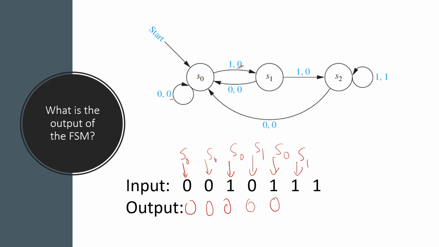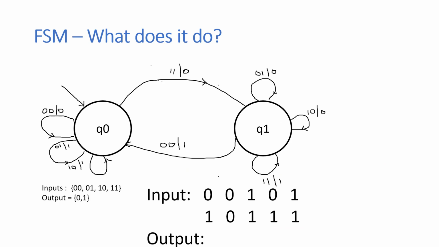S1 and 1 will take you to S2 and output a 0. S2 and 1 will keep you in S2 but output a 1. So here's the final output you get, and here's the final state you end up with. Because you ran out of the input stream, you won't be able to process anymore.